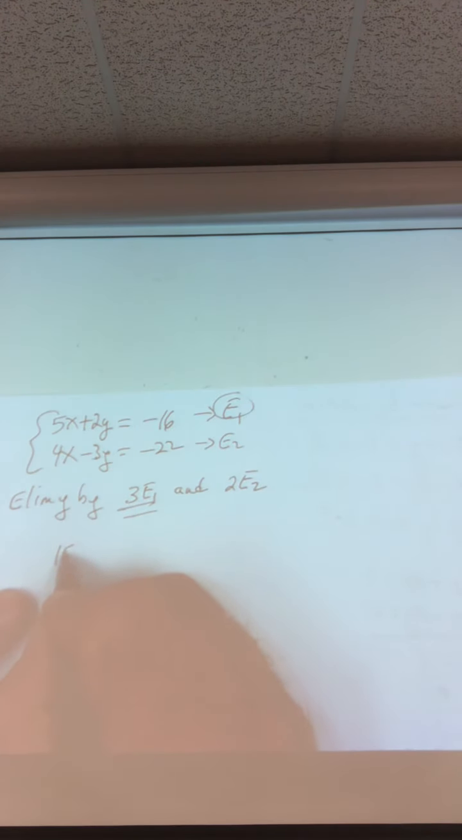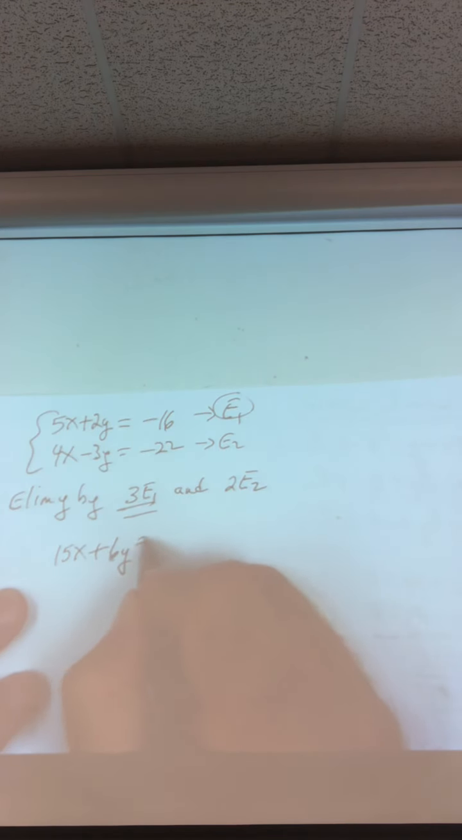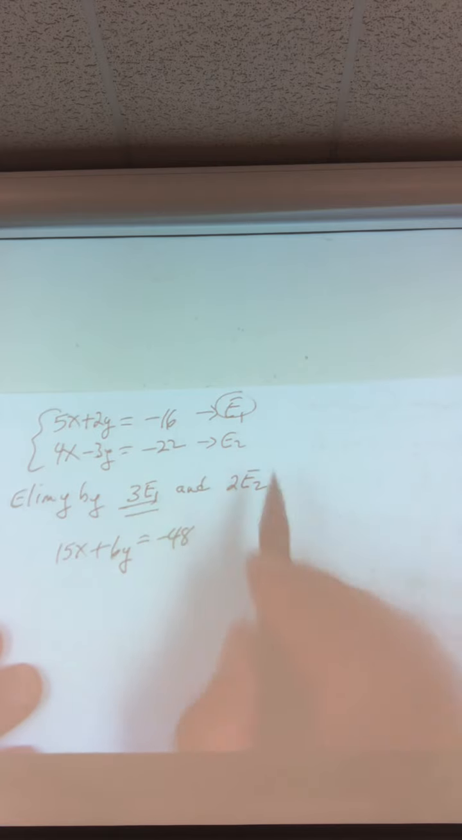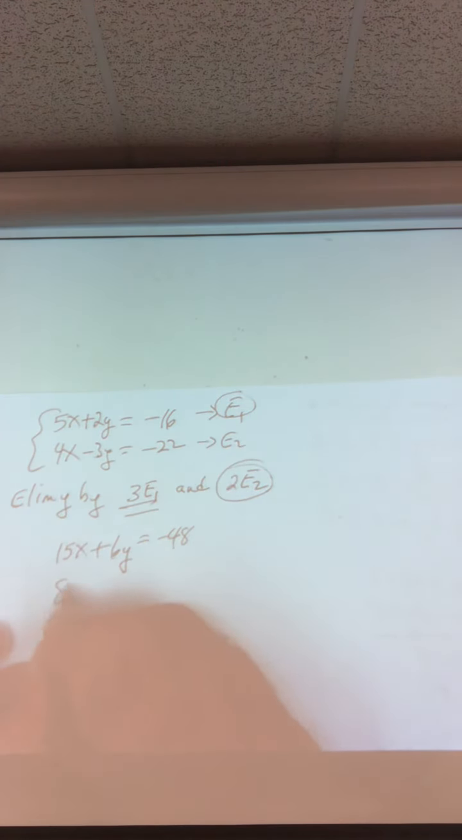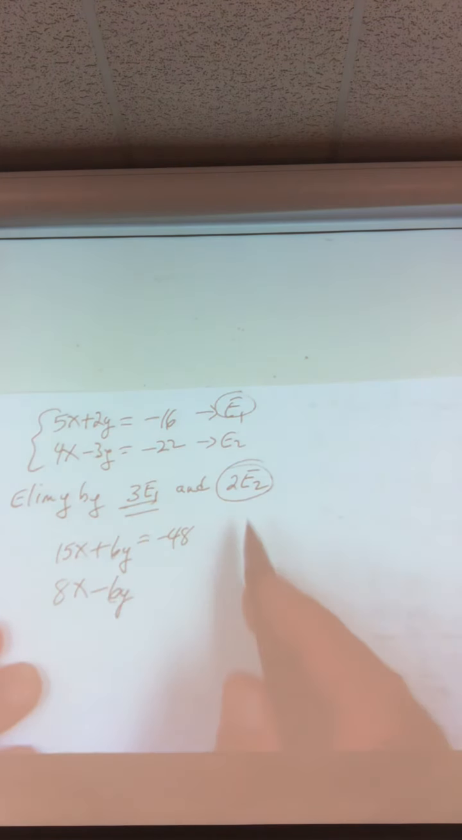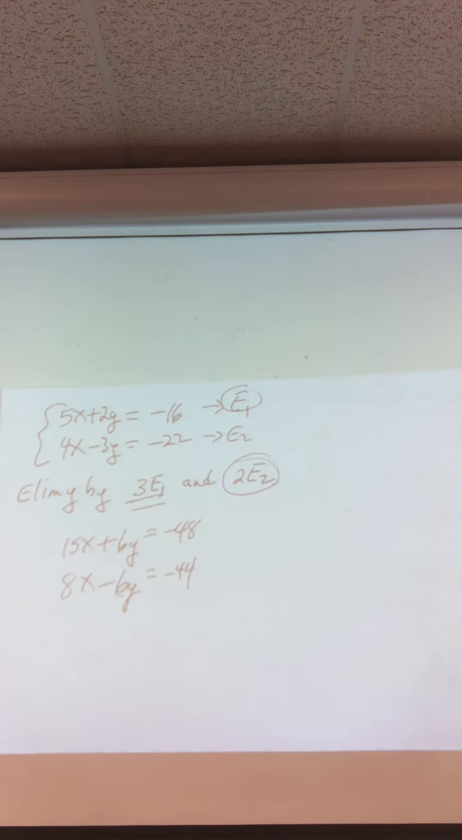All right, so let's take 3 times E1. 3 times 5, 15x. 3 times 2, 6y. 3 times negative 16, negative 48. Now take 2 times E2. 2 times 4, 8x. 2 times 3 is minus 6y. 2 times negative 22 is negative 44. So that's step 1.